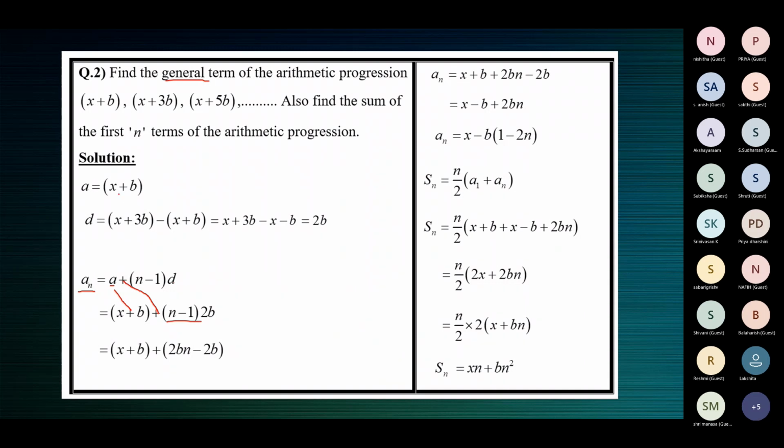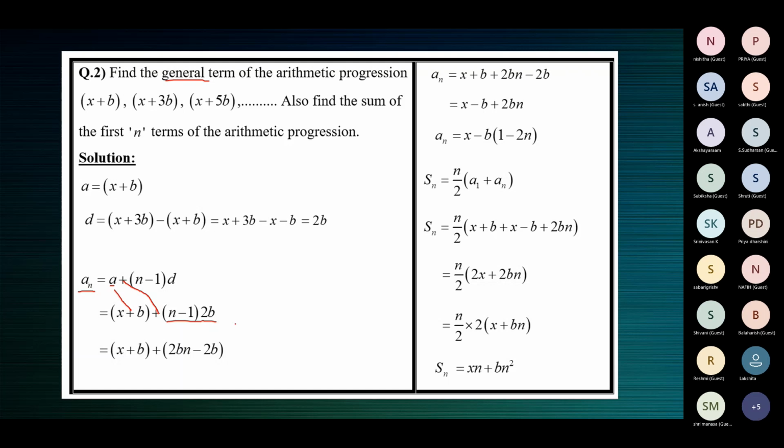What is d? I told you the preparation is you should write out a and d. Always prepare with a and d. a is x plus b and d is the second term minus the first term, so it's 2b. Substitute. Work this: x plus b plus, when you multiply here, you get 2bn minus 2b.